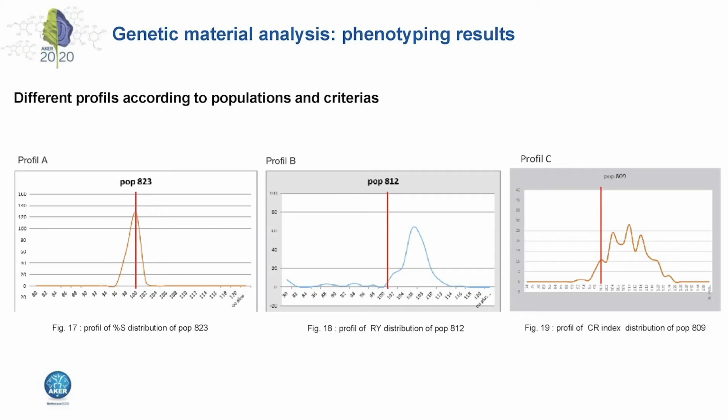The second way is to consider the distribution of phenotypic values of the individuals of the 16 populations compared to the genetic controls, the data represented by criterion. You can see here on the screen the data of 3 populations for sugar content, sugar yield and Cercospora resistance. As you can see, there is genetic variability and therefore phenotypic potential.